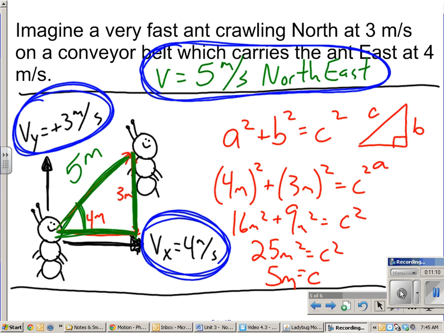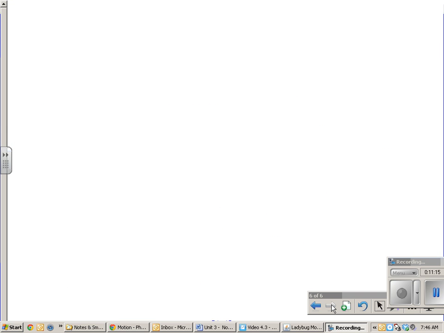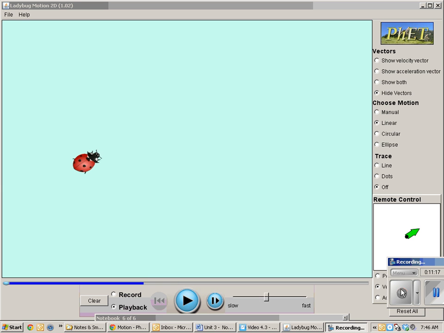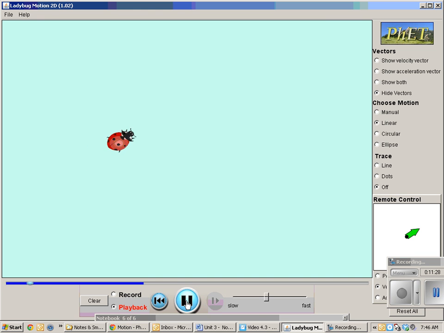All right, so let's take a look at one last thing here. Let me see if I can get this to work. All right, so what we've got here is a ladybug. I seem to have a bug fascination here. And our ladybug is going to crawl across the screen. All right, so there he goes. He's just crawling. Don't squish him. He hasn't done anything to harm you. All right, so he's just going to crawl across the screen like that.